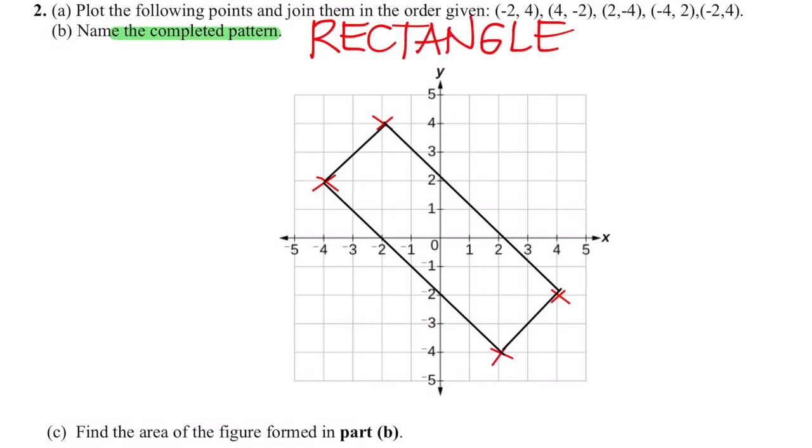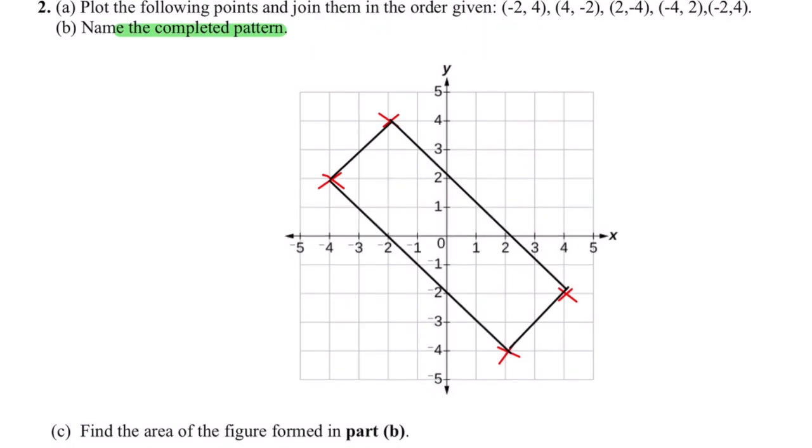Question number 2, letter C. Find the area of the figure formed in part B. To find the area of the rectangle, we need two things, its length and its width. In this case, we do not have those two.